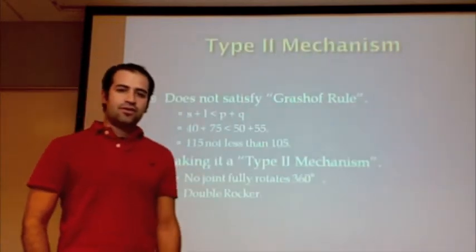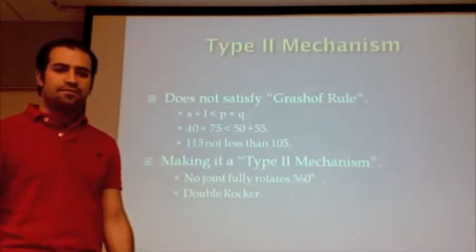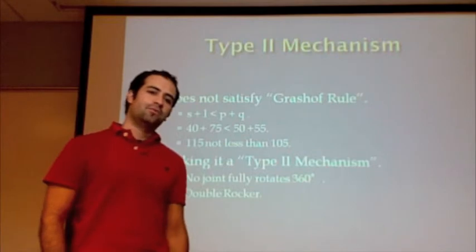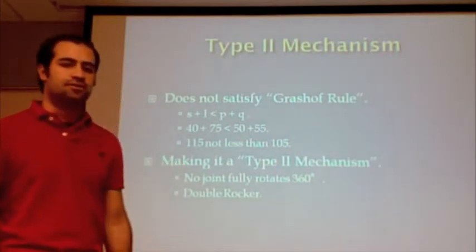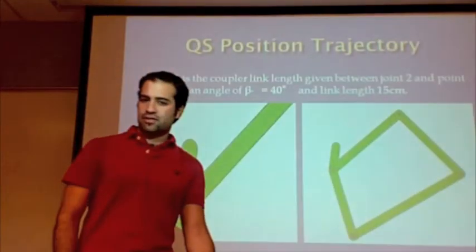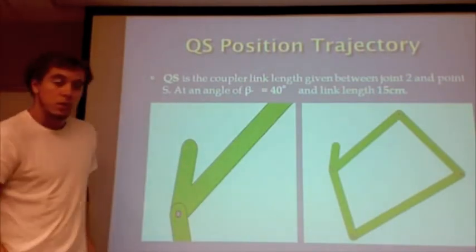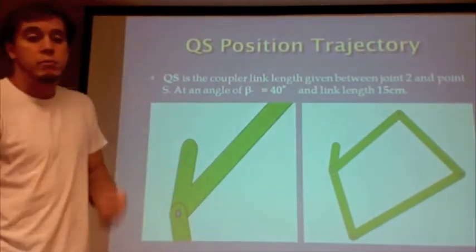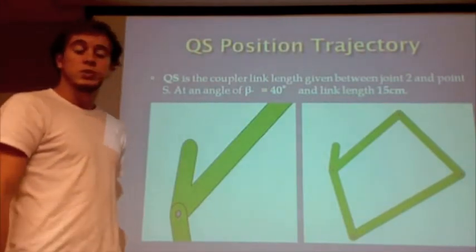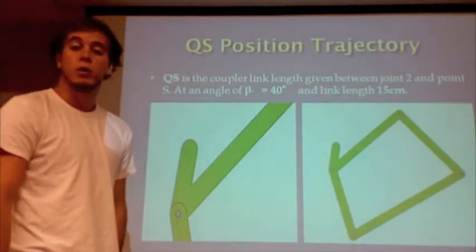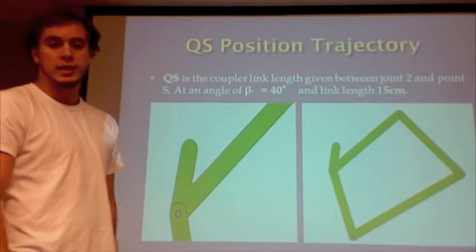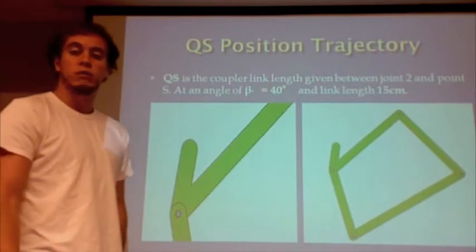After doing the calculations, we conclude that this is a type 2 mechanism, so it will always be a double rocker system. Now Bruno is going to talk about the coupler position. Okay, here we have a model with a QS distance, which is the link length from the joint 2 and point S. It has a beta angle of 40 degrees.